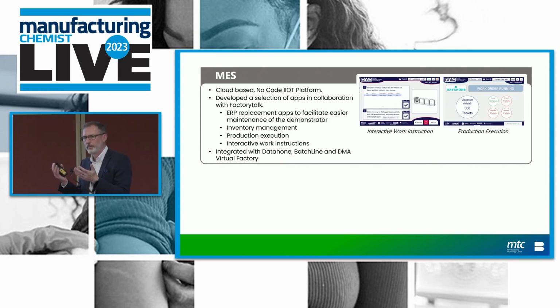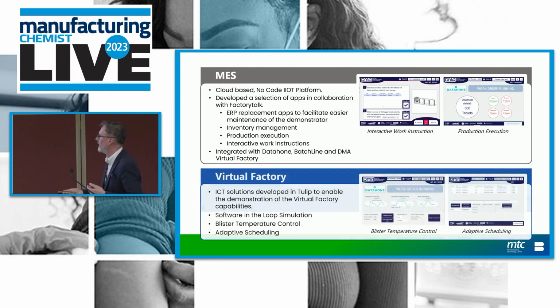It's a bit like paging through a PowerPoint, but it's got logic behind it, and you can interact with it, and it records the data from the execution. And then this one is the production execution dash within the MES, showing you what order it's on and the status of various items within the line.